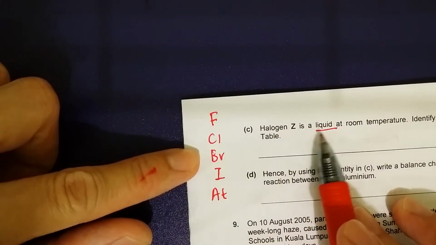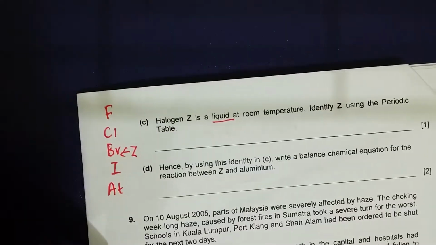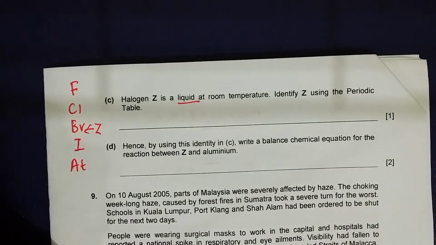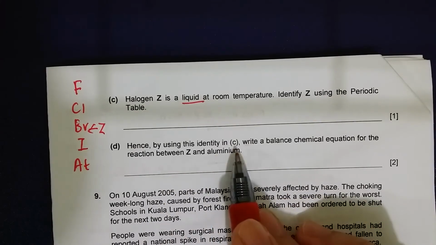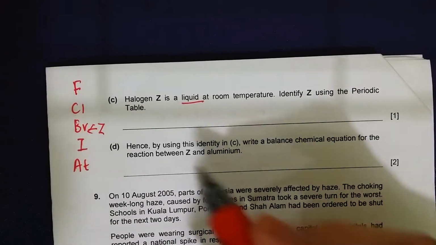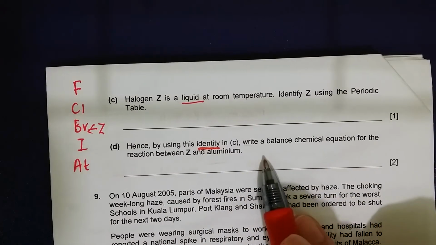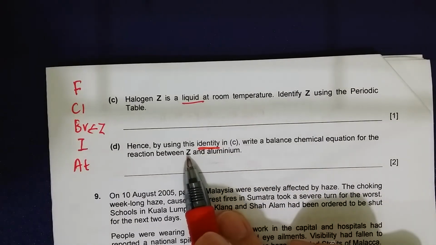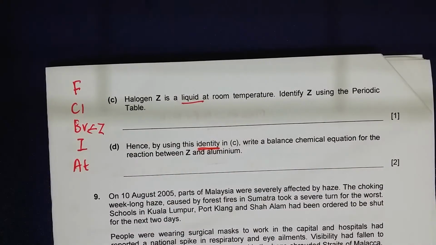Now, halogen Z is a liquid. This is the only one, so this one must be Z. Bromine is Z. Identify Z using the periodic table. That means it's bromine. Hence, use the identity in C. In your balanced chemical equation, you should not write Z, because you have to use the identity in C. And in C, we know that the identity of Z is bromine.